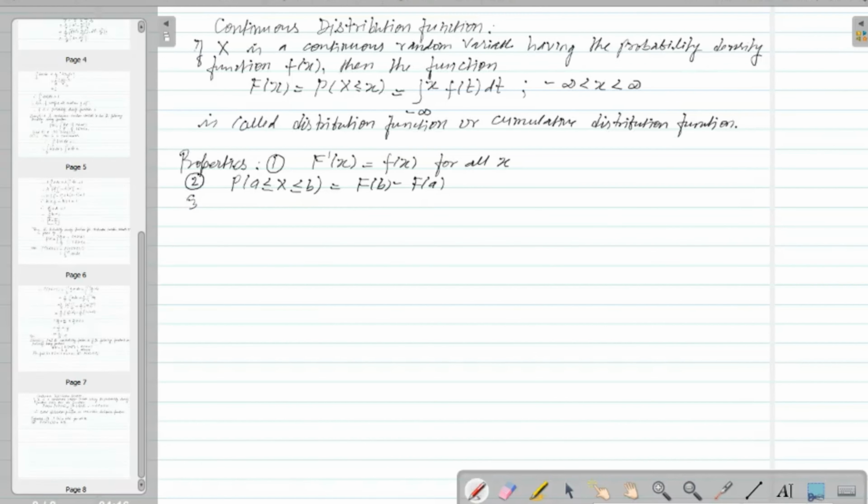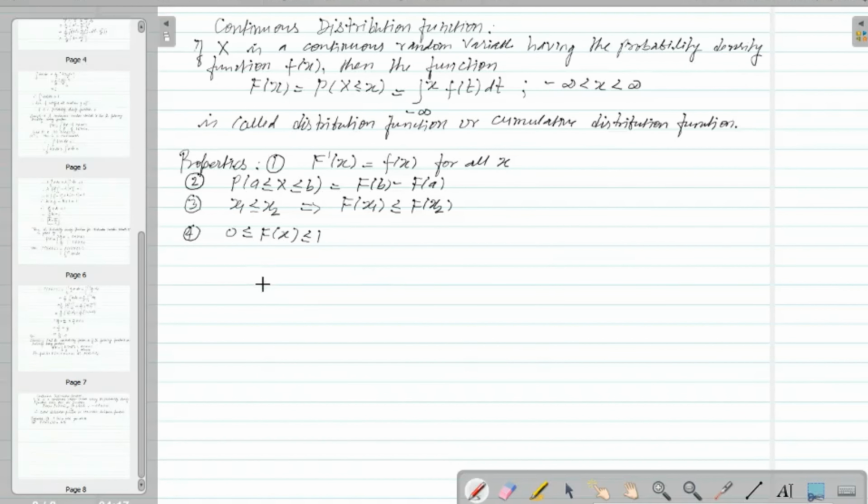Now property number 3: when we have 2 points x1 less than or equal to x2, this implies that the cumulative distribution function F of x1 is also less than or equal to F of x2. This is the third property. And the fourth property says that the cumulative distribution function lies between 0 and 1.